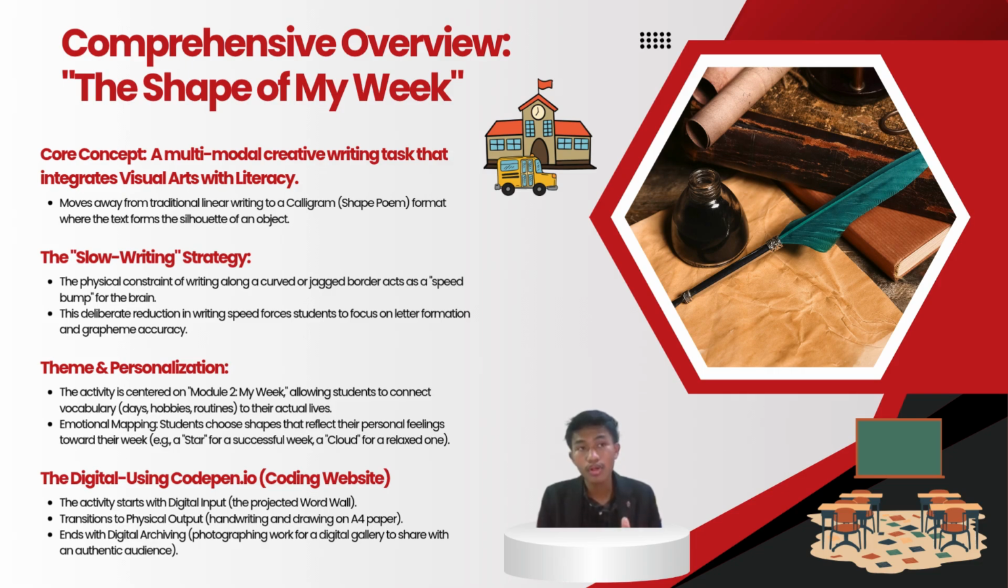For example, here is a star for a successful week, or a cloud for a relaxed one. But we cannot do a shape poem for a rain shape, because it's a lot and it would become hard, because it's rain.